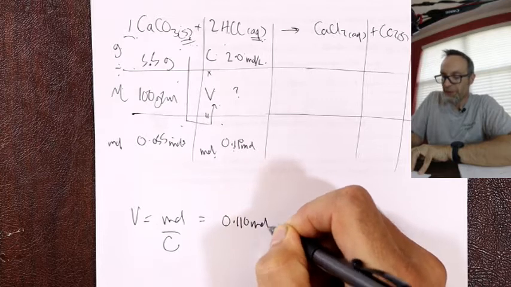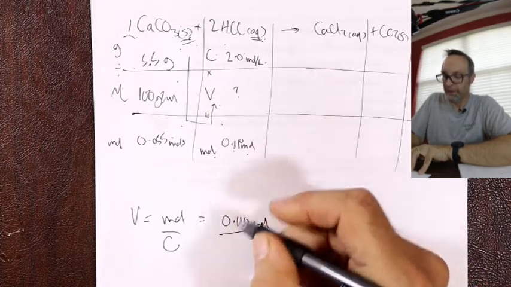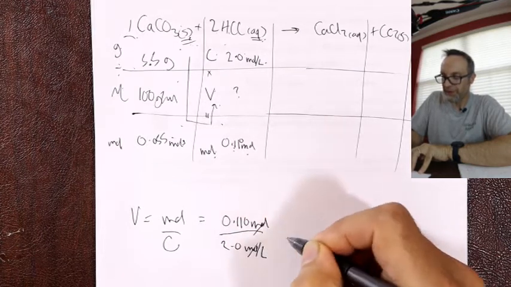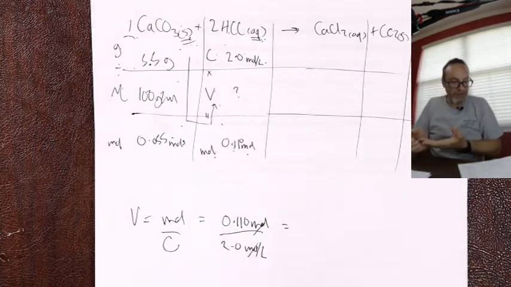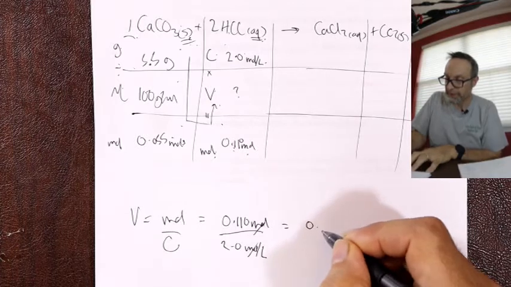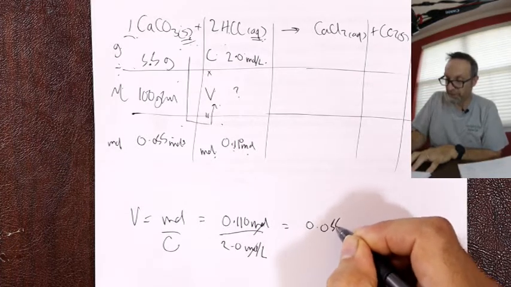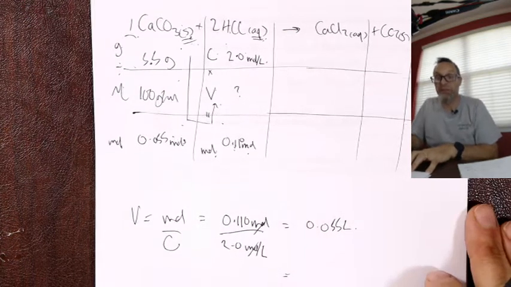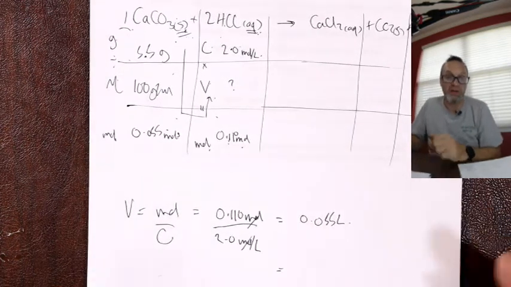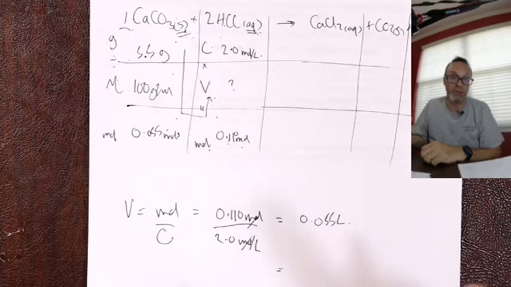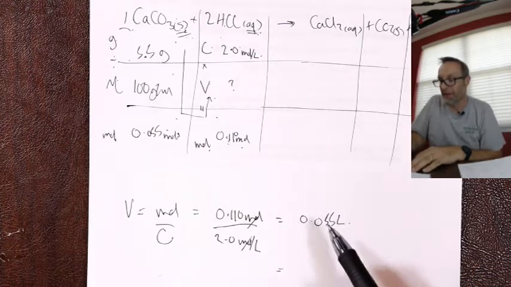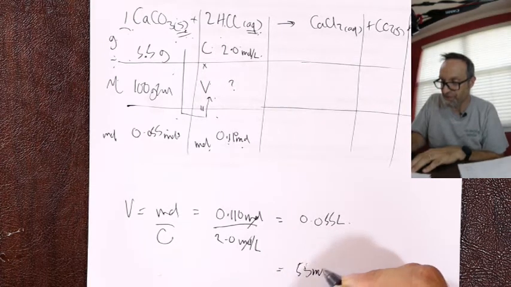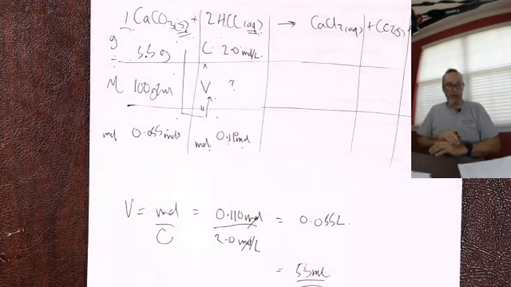0.110 moles, divided by 2.0 moles per liter. Oh look, moles cancel, we're left with liters. Figure it out, how many liters is that? 0.055 liters. Careful, if this were a conversion problem, like on a quiz or a test, I'd want you to show this step as part of the conversion, but everybody knows 0.055 liters is 55 milliliters, right? Okay. All right.